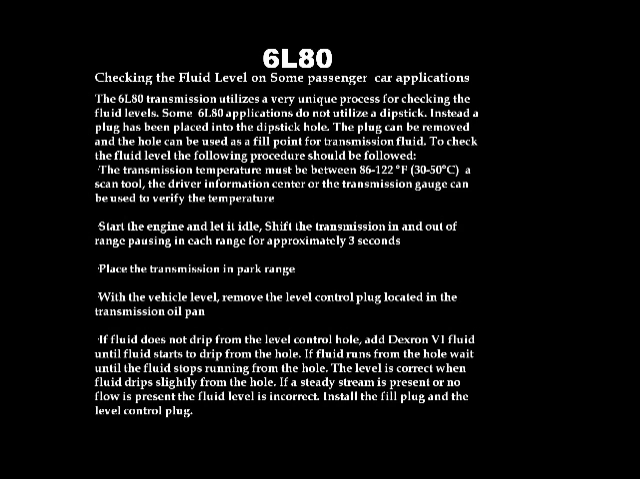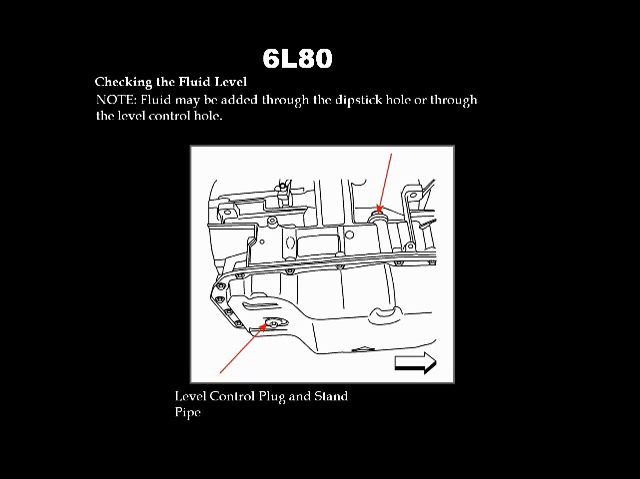To do the fluid check itself, we made sure the temperature is correct, started the engine, paused at each gear range for approximately 3 seconds, put the transmission back in park, and pulled the level plug itself. Then we simply look at the plug for the amount of seepage coming out of it. It should basically be dripping out of the plug hole. So this is the standpipe. Inside the pan there's a raised area, so when the fluid is at the correct level, that oil will simply drip out of that level control plug where the standpipe is located.